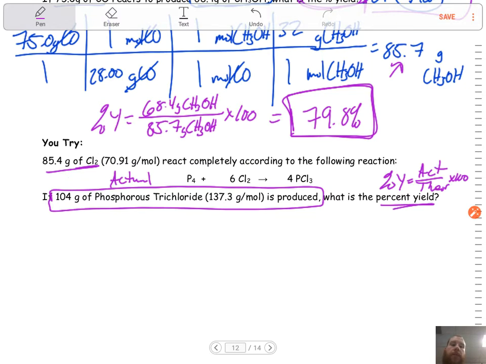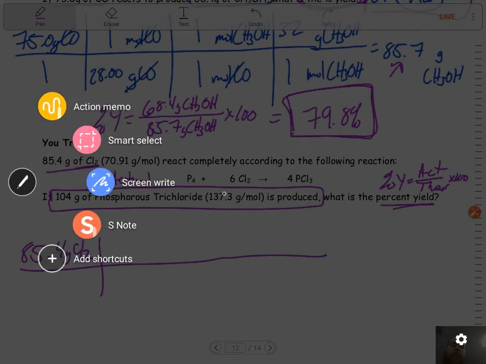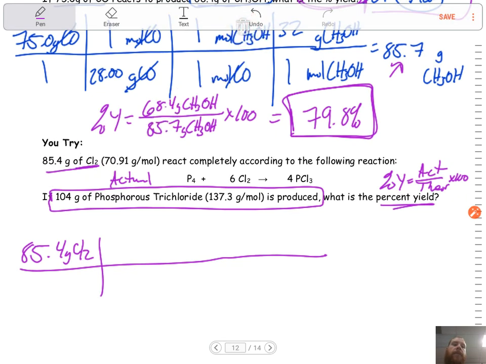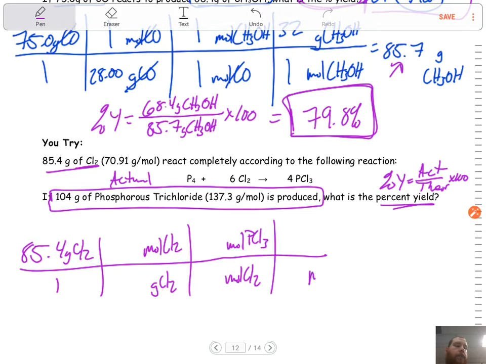So I'm going to use the other number that was given to me. So 85.4 grams of Cl2. Hey, look, I gave you the molar mass. On the Regents, they're probably going to give you the molar mass of compounds most of the time when you're doing a problem like this, just to save you time. Okay? So that's here. Grams of Cl2 go there. Moles of Cl2 on the top. Moles of Cl2 on the bottom. Moles of phosphorus trichloride, PCl3. And then mole of PCl3, grams of PCl3.